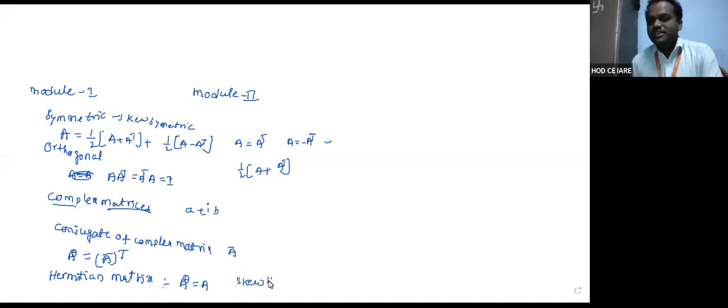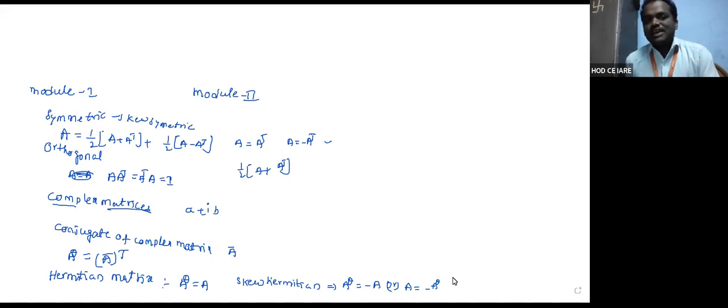Skew Hermitian. If a complex matrix satisfies the condition A power of theta is equal to minus A, or in some cases A is equal to minus A power of theta, then that matrix is called a skew Hermitian matrix.